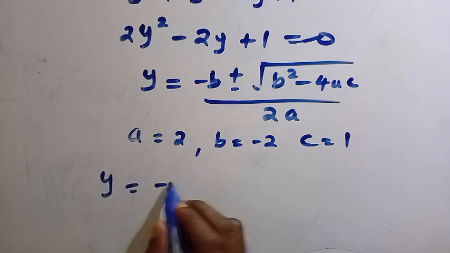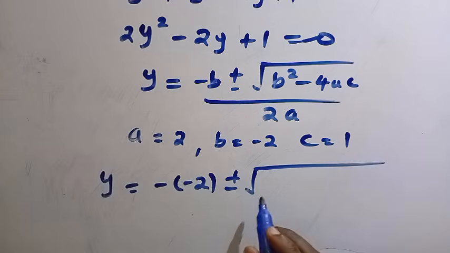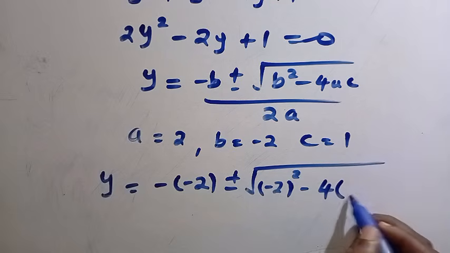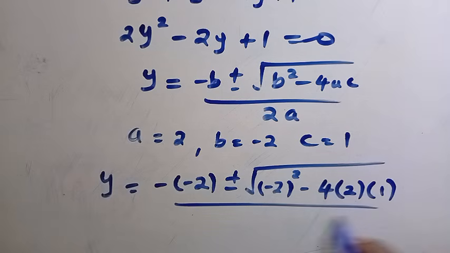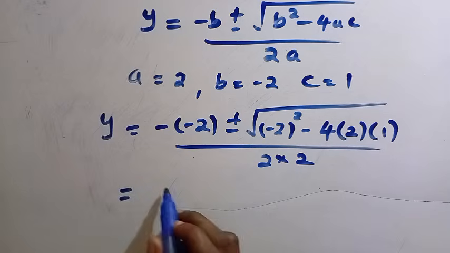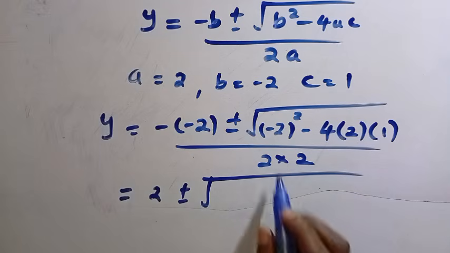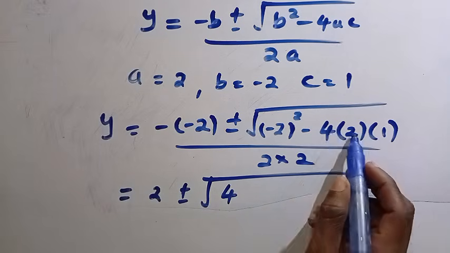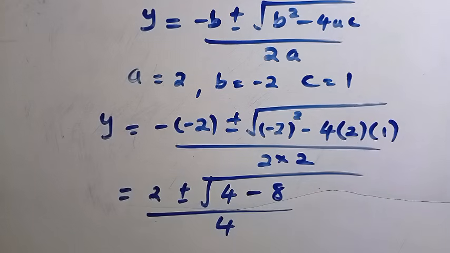We have y equals minus, in bracket, minus 2 for the value of b, then plus or minus the square root of b, which is still minus 2, squared. Then minus 4 into bracket of a is 2 and c is 1, all divided by 2 multiplied by 2, that is the value of a. So y equals minus times minus, that is plus, and plus or minus the square root of minus 2 squared, that gives us 4, then minus 4 times 2 times 1, that gives us minus 8, divided by 2 times 2, that is 4.